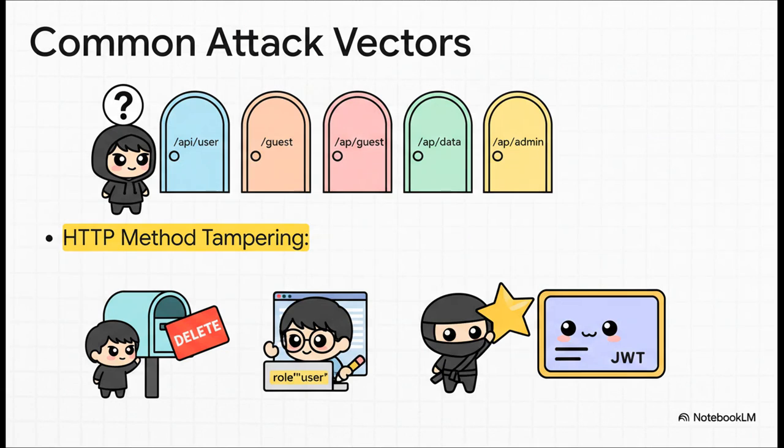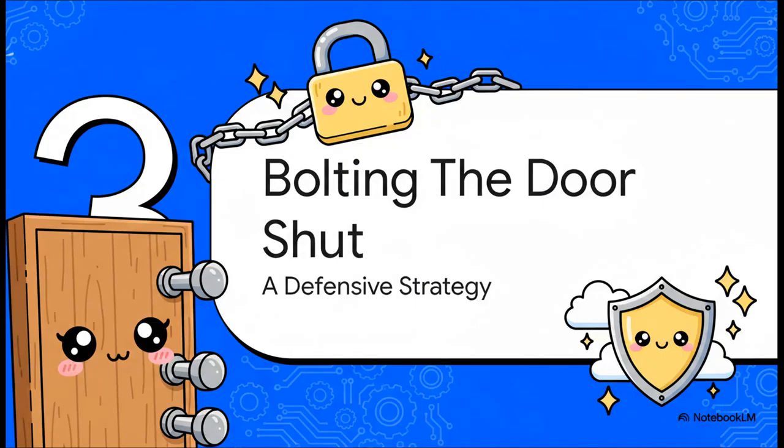But that's not the only trick in their playbook. There's also HTTP method tampering. Maybe you protected the GET request for a resource, but did you remember to protect POST, PUT, or DELETE on that same resource? They'll try all of them. And of course, there's parameter tampering, just like we saw in our story. Sometimes they can even mess with the data inside a JWT token to change their own permissions if it's not signed properly.